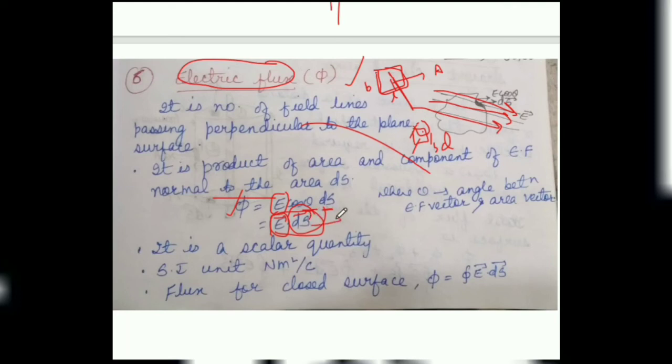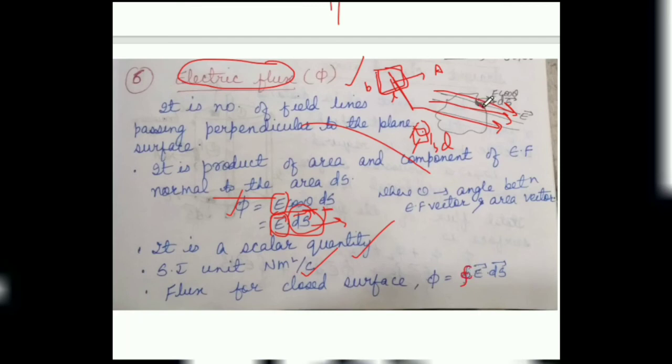And the area vector is always normal to the area. This electric flux is a scalar quantity. Its SI unit is Newton meter square per coulomb, right? And for flux through a closed surface, we always write phi equal to the integral, with this symbol for a closed surface, right? Suppose this is a closed surface.